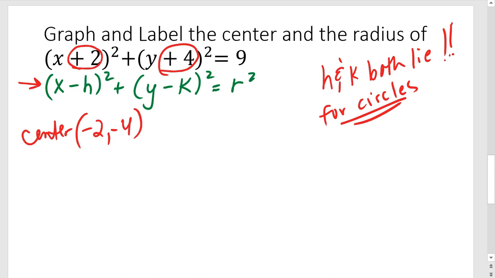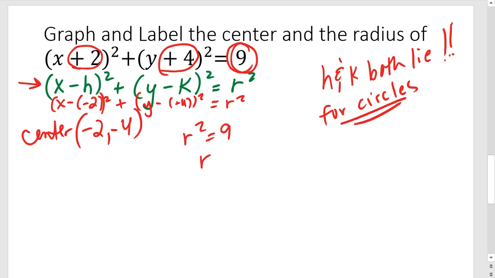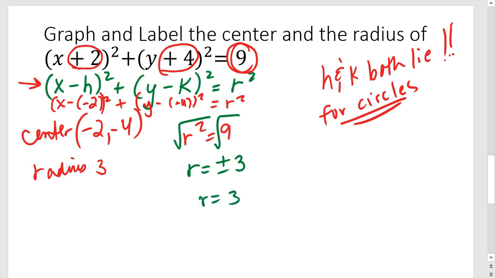Okay? And the reason is because if you had to write this, you'd say x minus −2 squared. That would give me x plus 2. And you'd say y minus −4 squared, and that would give me y plus 4. Now, the other thing we want to realize is that r squared is the number by itself. So r squared is equal to 9. So r, we know, is equal to 3. I really took the square root of both sides, and I really did get plus or minus 3. But I know that distance is always positive, and that's why I only said r is equal to 3.